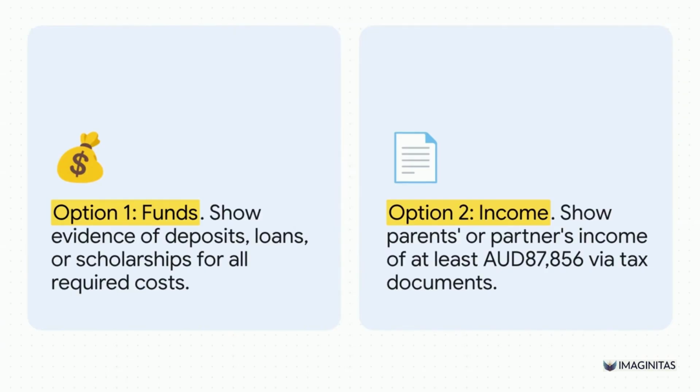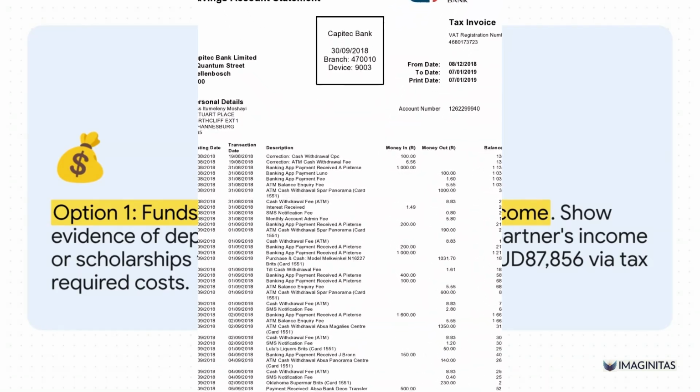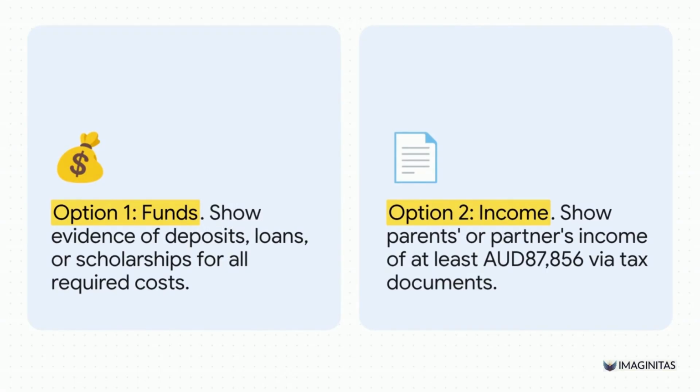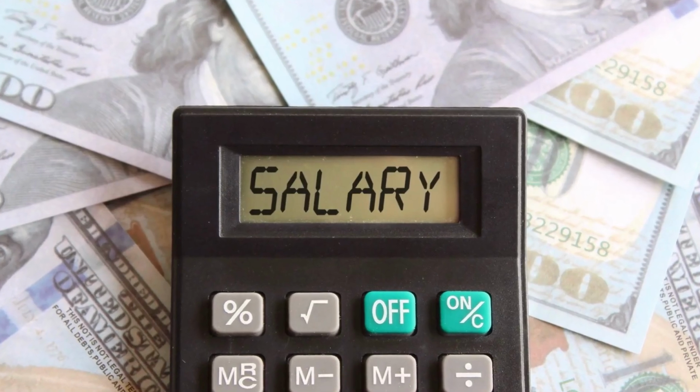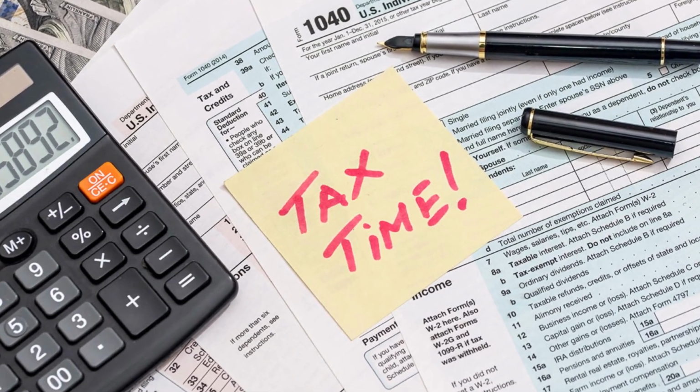You've got two main options. The first is to show the actual money in accounts, like with bank statements or loan documents. The second option is to show that your parents or your partner earn enough money each year. Currently, that's over $87,000. But for that option, you can't just use a letter from their boss. It has to be official government tax records.